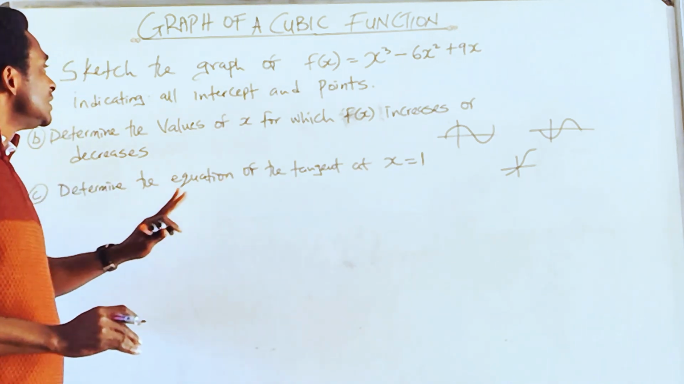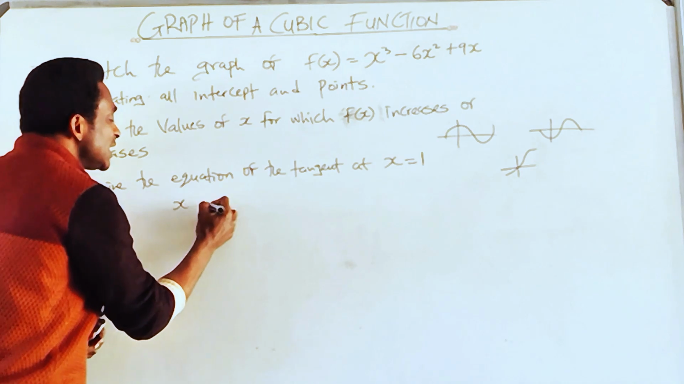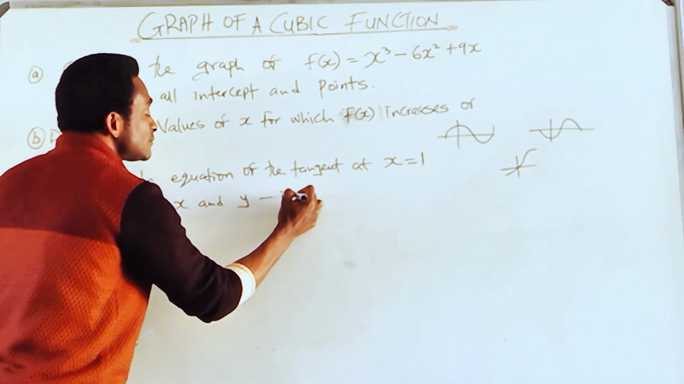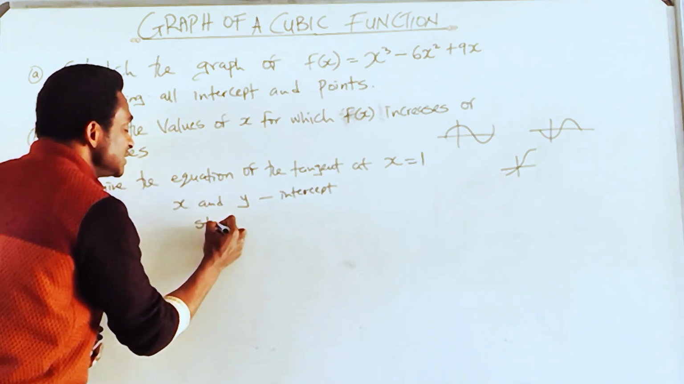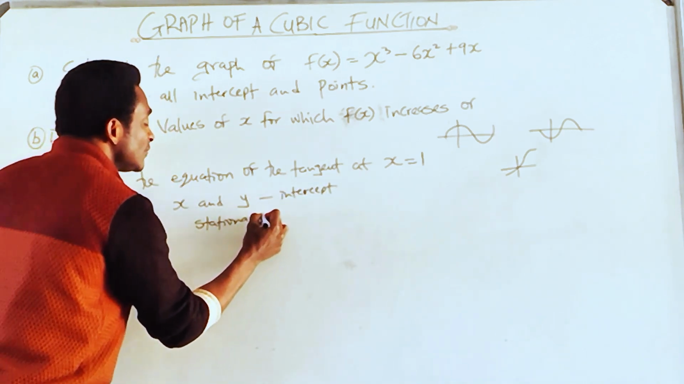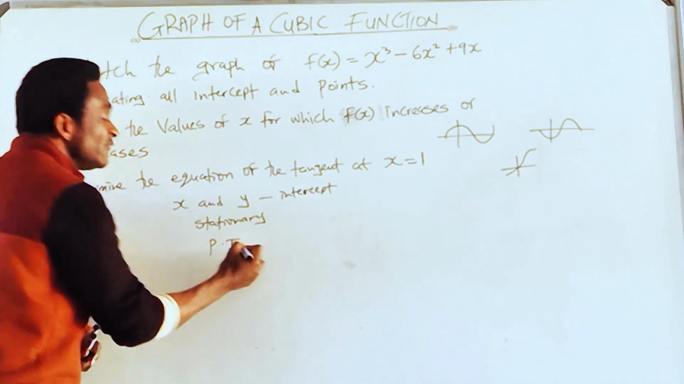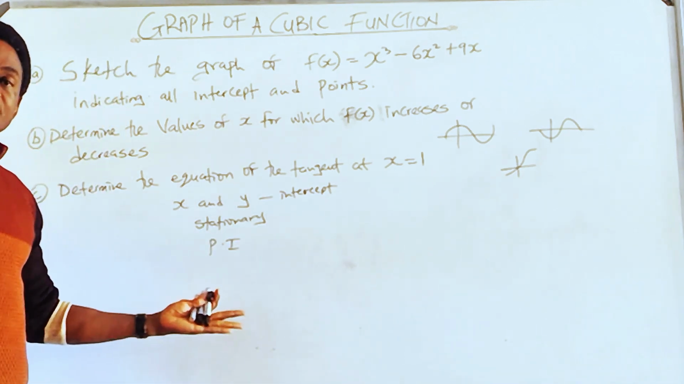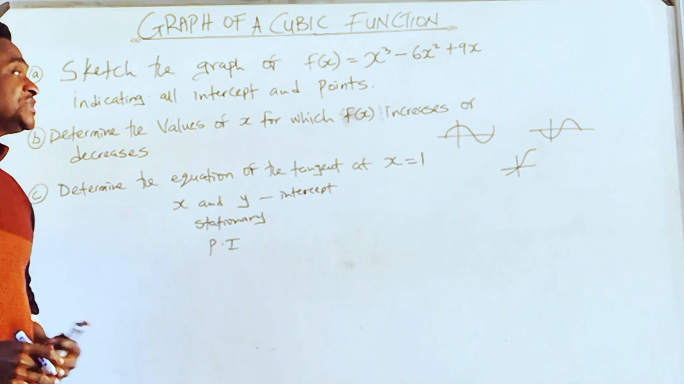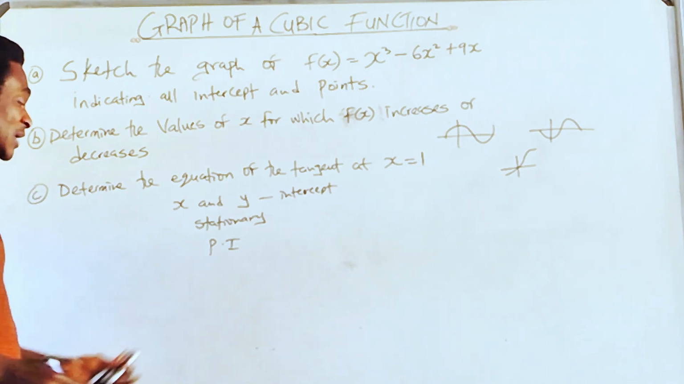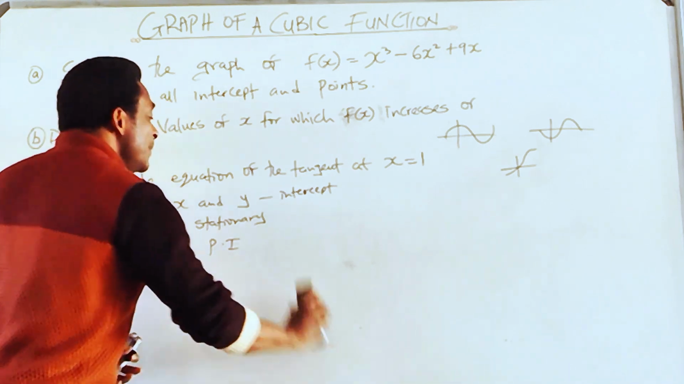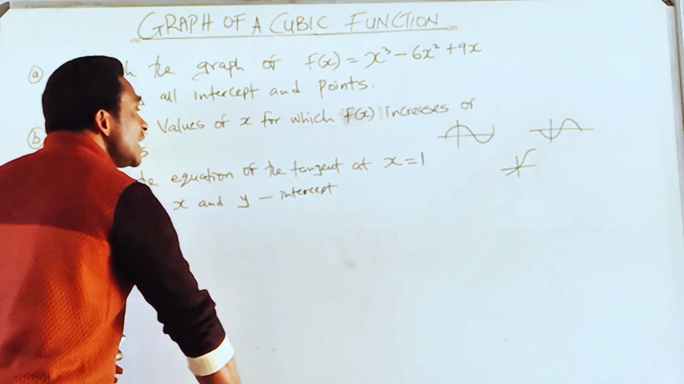Now for this, what do we need? We need the x and y intercepts. We need the stationary points. We need the point of inflection. With this method, we can easily sketch the cubic function. So how do we go about this? The normal approach for x and y intercepts is to make y 0 or make x 0.